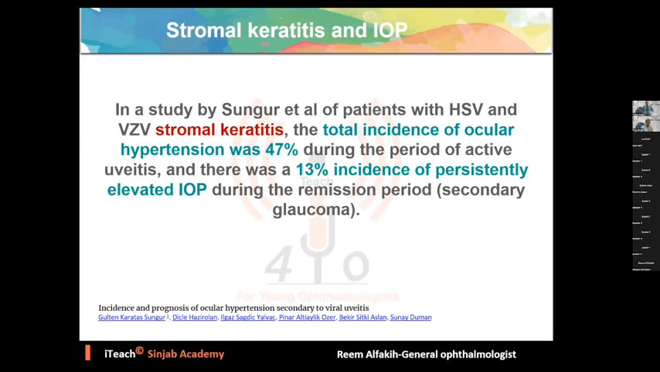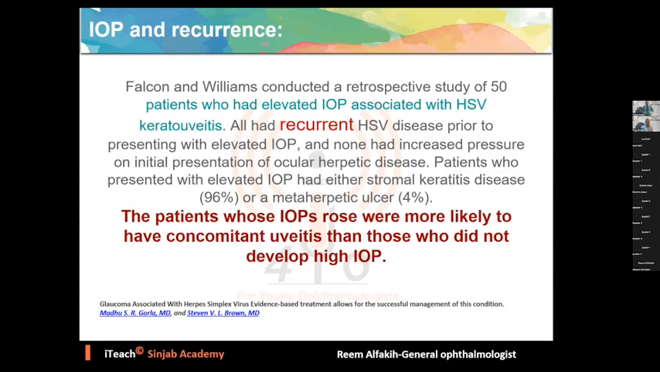In a study by Sungur et al. of patients with herpetic stromal keratitis, the total incidence of ocular hypertension was 47%, with 13% incidence, as we mentioned, of persistent elevated IOP during the remission period. In a retrospective study that was done by Falcon and Williams, they had patients who had elevated IOP associated with herpetic keratouveitis. All of them had a recurrent disease. None of them presented with primary disease. And those patients whose IOPs rose were more likely to have a concomitant uveitis.